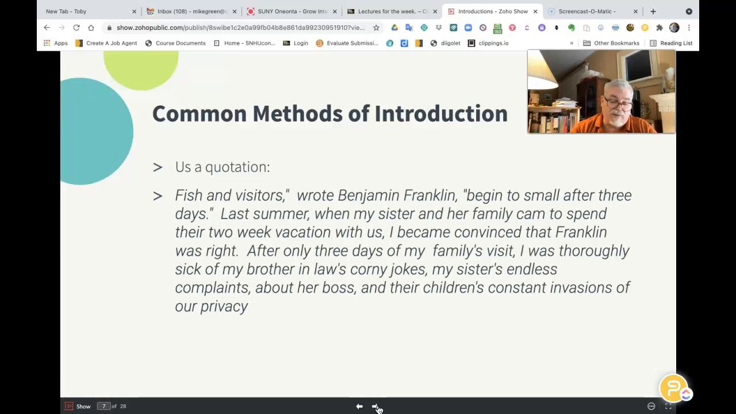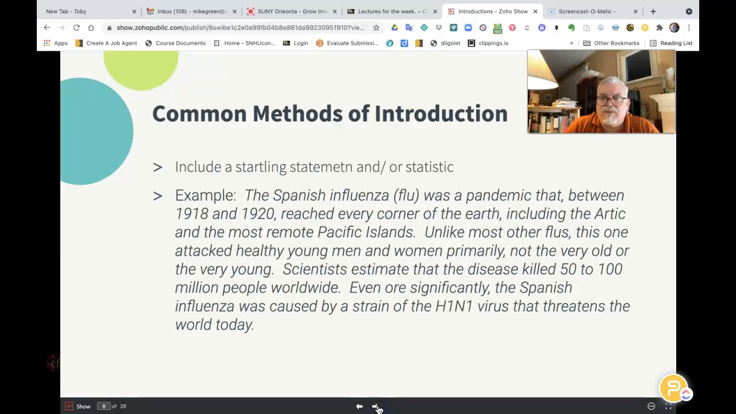"Fish and visitors," wrote Benjamin Franklin, "begin to smell after 3 days. Last summer, when my sister and her family came to spend their two-week vacation with us, I became convinced that Franklin was right. After only 3 days of my family's visit, I was thoroughly sick of my brother-in-law's corny jokes, my sister's endless complaints about her boss, and their children's constant invasion of our privacy." Boom. There you go. We know what he's going to talk about, but he had a neat little quote that kind of eased into this. Fish and visitors get stale after 3 days, or spoiled or whatever. And that's kind of important, okay?